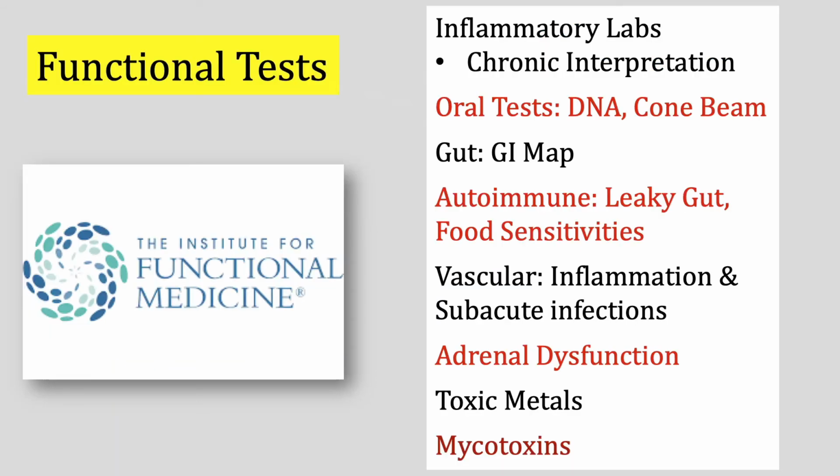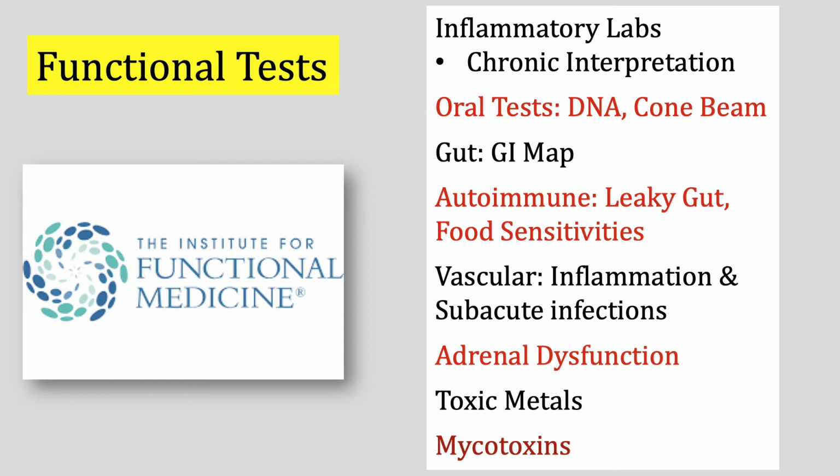Let's look at inflammatory, or rather functional tests that are very robust. So first, inflammatory labs, not just looking at A1C and chemistry and lipid status, but looking at C-reactive protein, fibrinogen, LDH, repair molecules, SED rate, things like that. But more importantly, interpreting those values from a chronic and smoldering perspective. Oral test done in office at a functional doctor is an oral DNA test. Cone beam, looking for cavitations that are pockets that can hold bacteria.